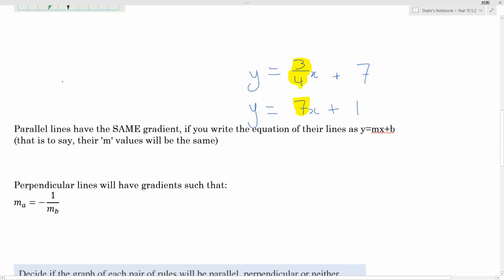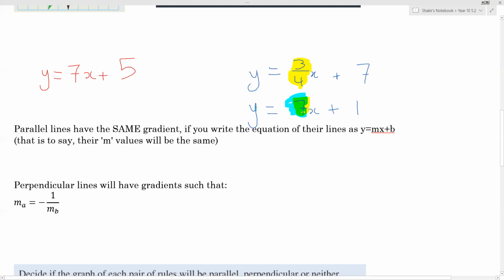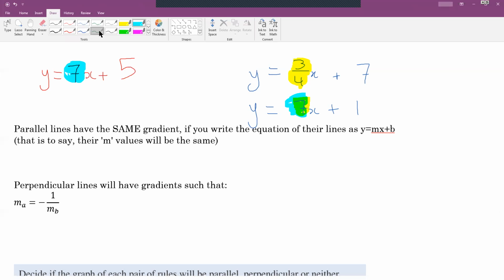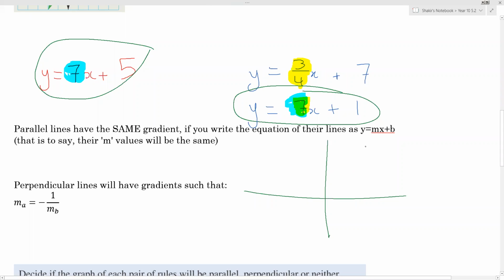Now, if I wrote up another equation of a line, y is equal to 7x plus 5, let's say, then this is 7 and this is 7. And because they have the same gradient, we can say that this line and this line are parallel. They're parallel because their gradients are the same. And on the other hand, if you happen to have two lines which are parallel, then in reverse, we can say they will have the same gradient, they will have the same m value.